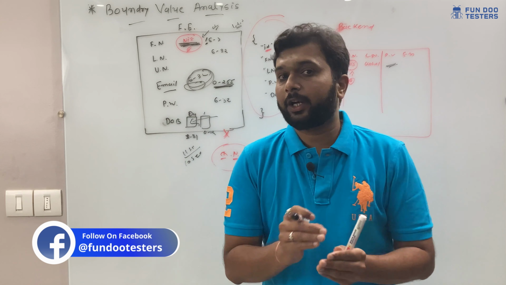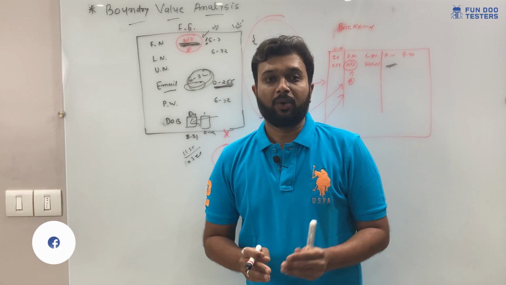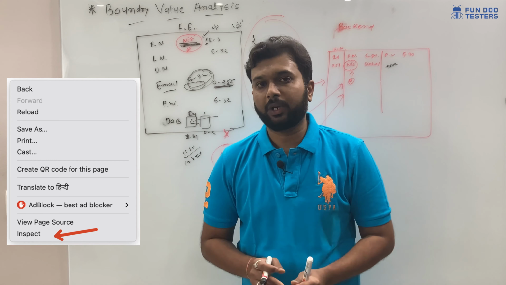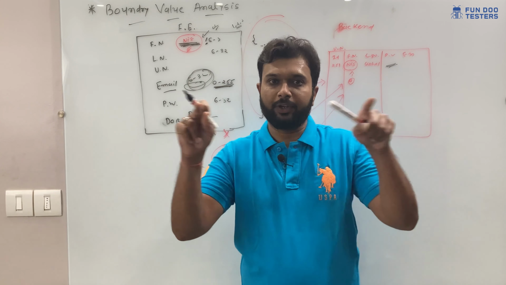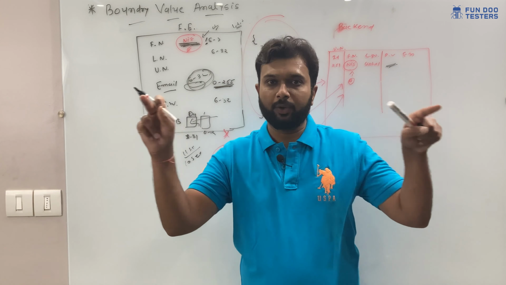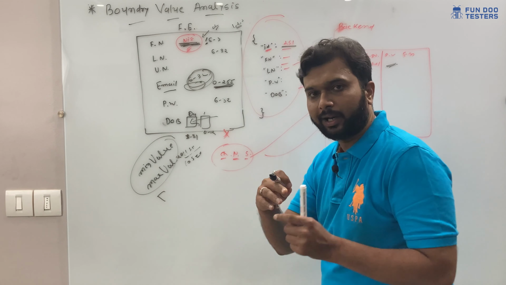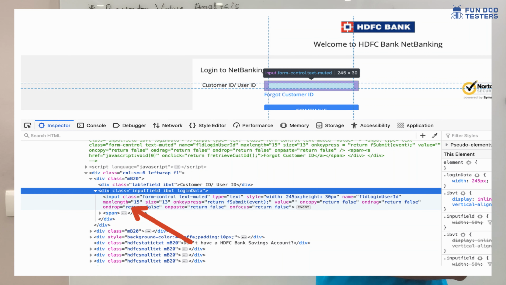Another way is to get it from the inspect element or dev tools. How can you get to know? You just right click, there should be an option of inspect, and you will get a window like this. There you will get something like min value and max value. Like this in HTML, there should be some field. I have displayed the screenshot. In many applications you will get data like this, and in some applications you will get only the max value.